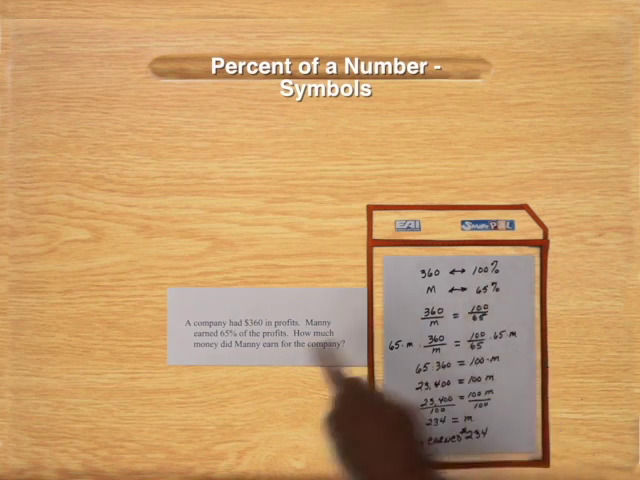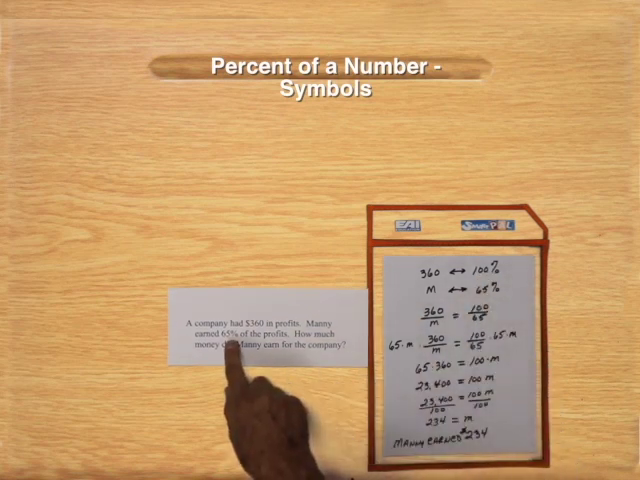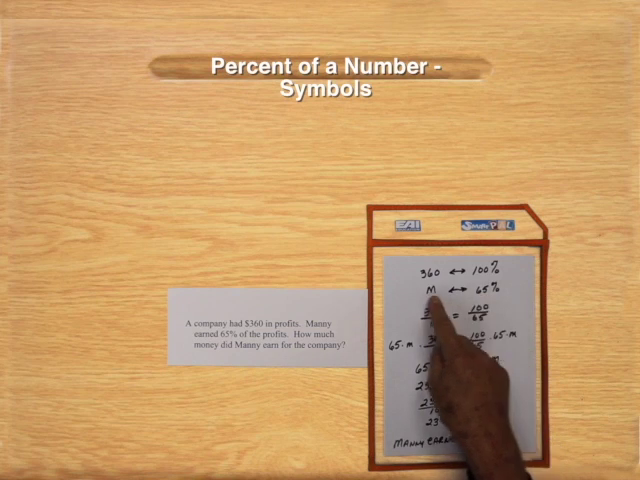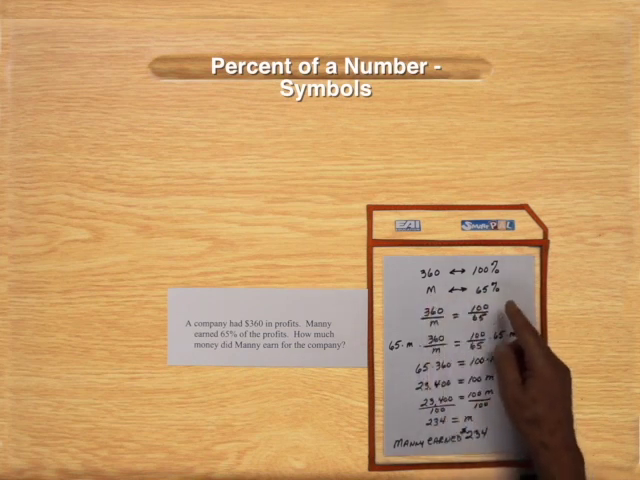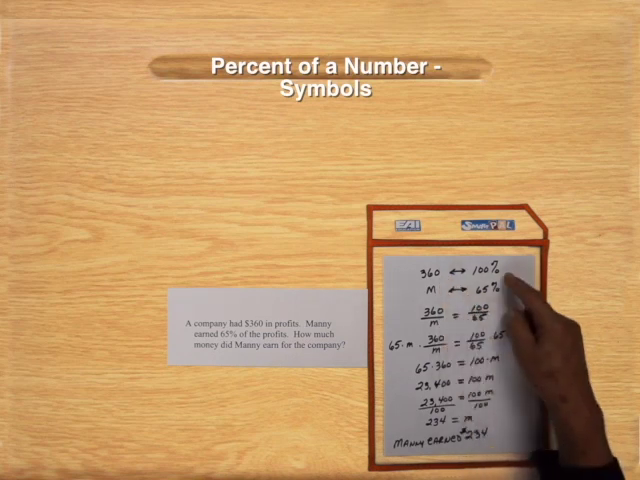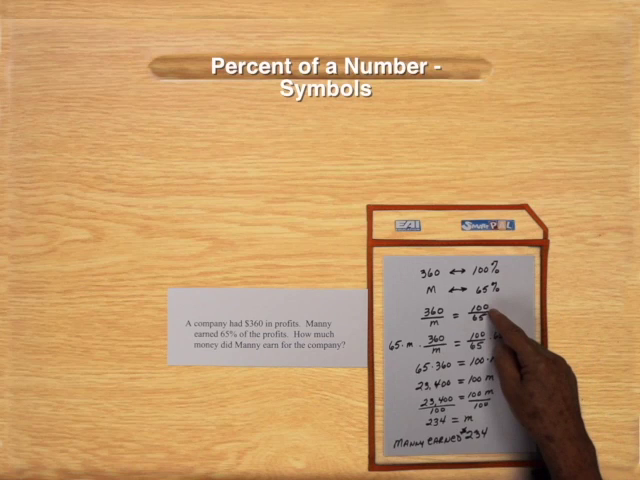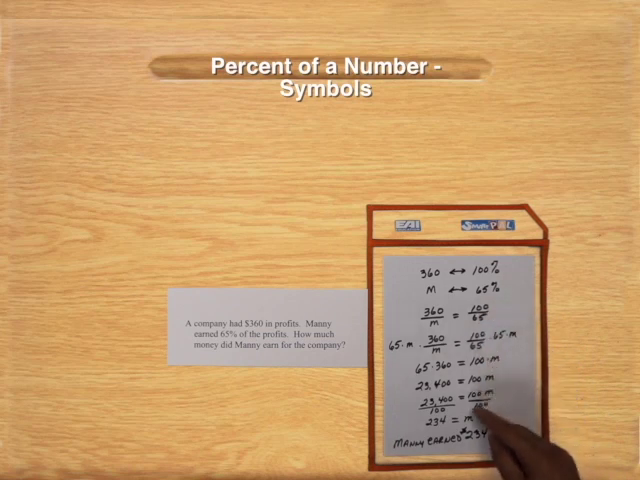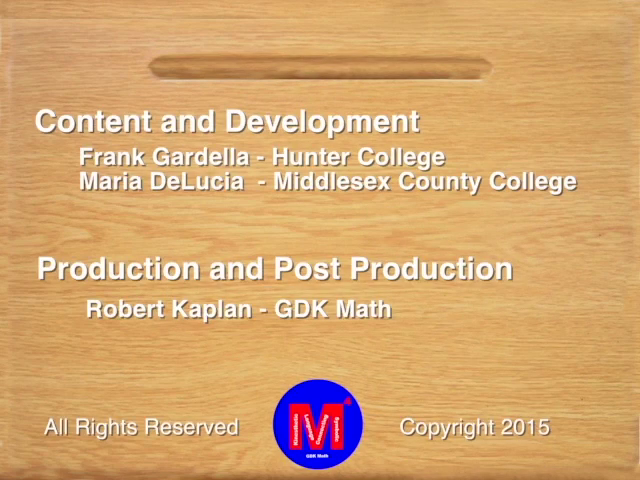And again, we started with the idea that the profits here, the $360, is 100% of the profits. We wanted to find out 65% of the profits, and we represented that by M. That gave us two ratios, 360 to M, right there, 100 to 65, right here. Solving this proportion, we get that Manny earned $234 for the company.